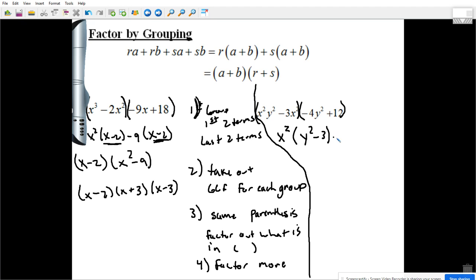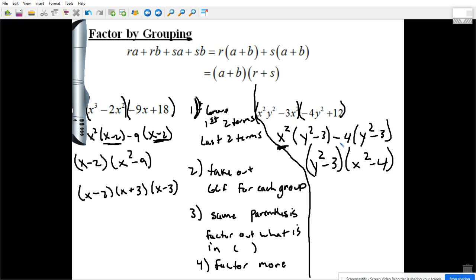Factor out the GCF, looks like a -4, which leaves me with y squared minus 3. I know that I'm doing this right because what's in parentheses is the same. Has to be if you're doing this right. So now I take what's in parentheses and I write it down once. Whatever was not in parentheses, I group together and put it in its own set of parentheses.